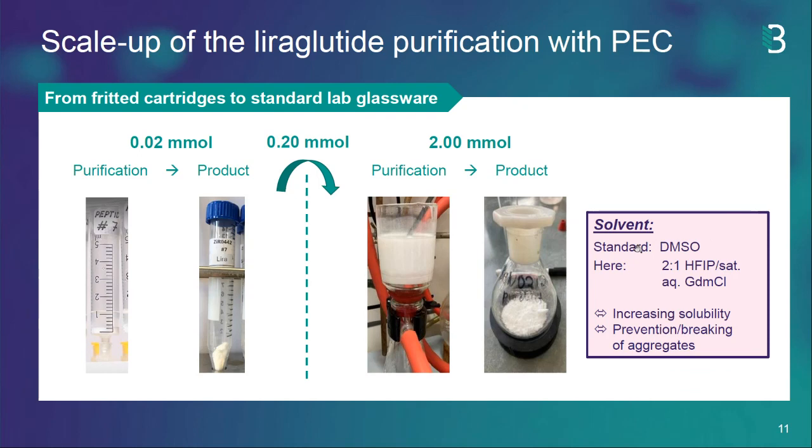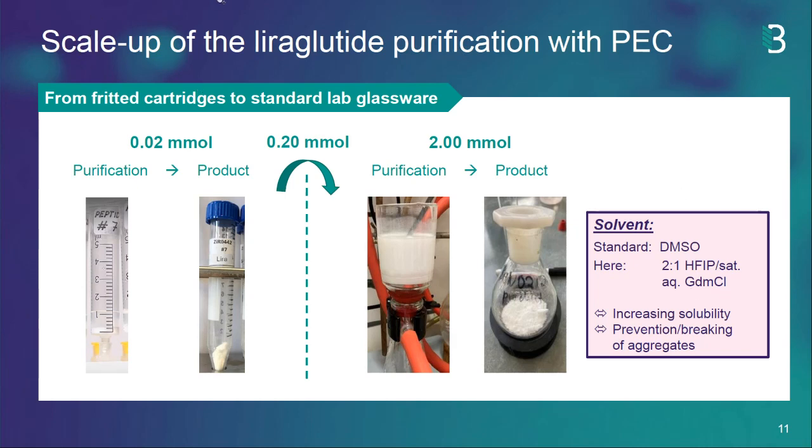So typically, when we apply our standard PEC protocol for the PEC purification, we use DMSO as solvent to dissolve the peptide before it is immobilized. This helps to get a lot of material dissolved, even in rougher cases, and is a benefit compared with HPLC, where you are usually restricted to a minimum of peptide that you can purify at a time. However, for very difficult cases such as liraglutide, you may use an alternative solvent. And here we used a 2-to-1 mixture of HFIP and saturated aqueous guanidinium chloride, because the solvent and this chaotropic salt are able to further increase the solubility and prevent and break aggregates.